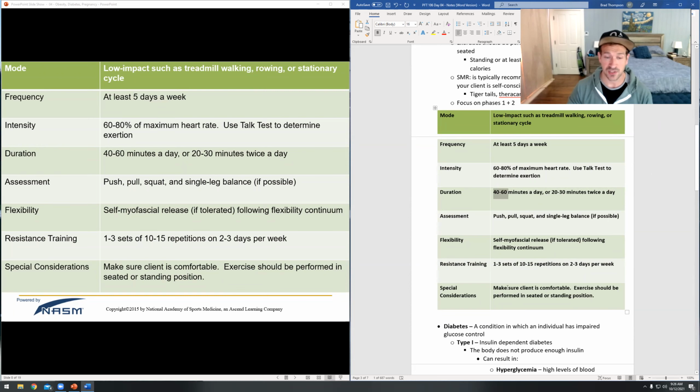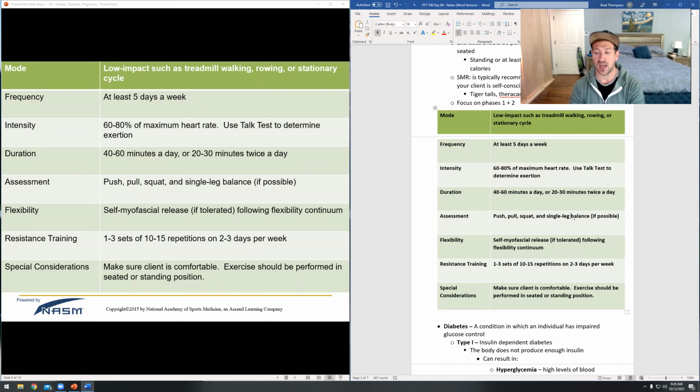In terms of assessments, there's really not a lot of restrictions here. Pushing assessment, pulling assessment, the overhead squat, the single leg squat, if possible, they can go for it, but generally single leg balance might be a little bit more recommended, just because squatting on one leg is going to be substantially harder the heavier you are.